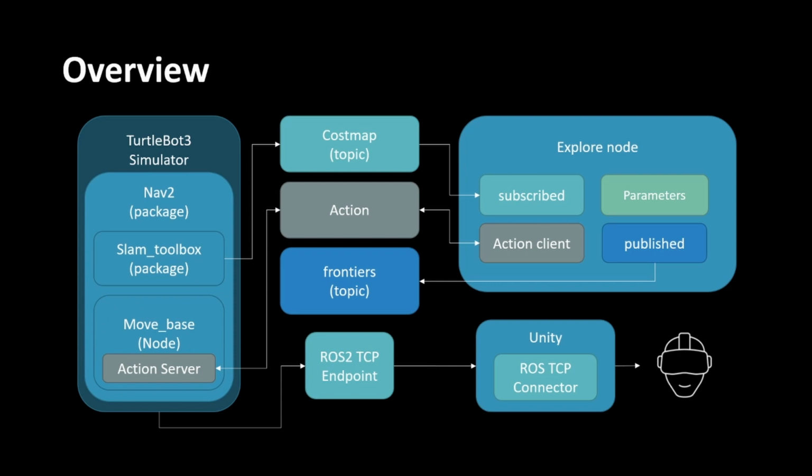To connect the simulation or the robot, all the data in ROS2, with a Unity scene, we used a package called ROS2 TCP endpoint on the ROS side and a plugin called ROS TCP connector on the Unity side. This allows Unity to access all the topics that are being published in the ROS domain. And then in Unity, we developed a VR scene for visualizing all the data.